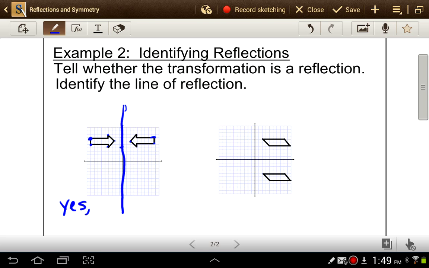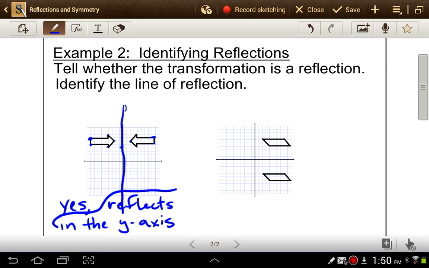And what is the line of reflection? Well, I'd say the y-axis. Okay, so this reflects in the y-axis.